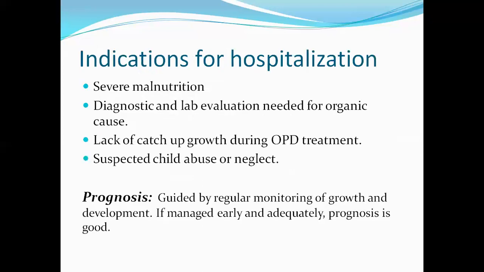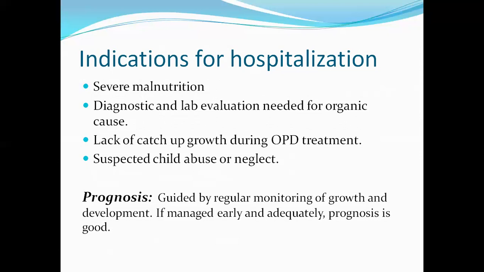Indications for hospitalization. First, severe malnutrition. Second, diagnostic and lab evaluation needed for organic causes. Then lack of catch-up growth in OPD treatment, meaning OPD treatment has failed, which is an indication for hospitalization. Or we suspect that the child is being abused or neglected, which we will confirm only during hospitalization.